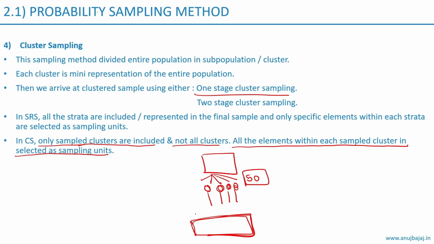Unlike stratified random sampling, where only a few observations of the strata form part of the final sample, here all the members of the selected cluster form part of the final sample. So specifically speaking of the one-stage cluster sampling, only the selected clusters are included in the final sample and not all the clusters, and all the elements within each selected cluster are selected in the final clustered sample.